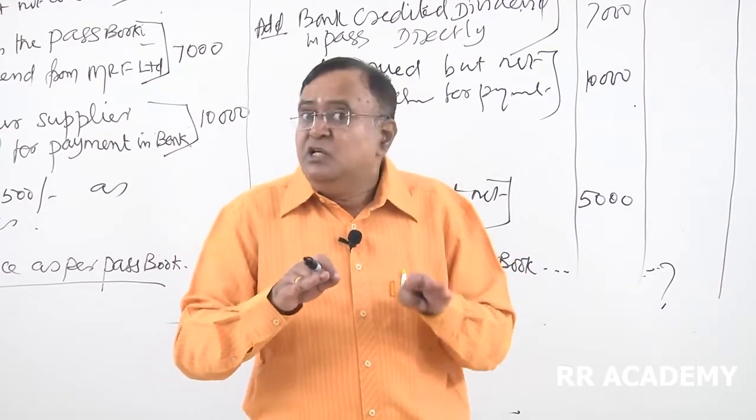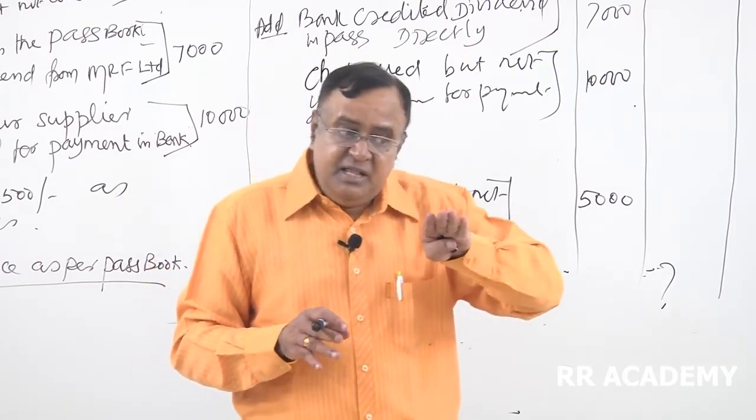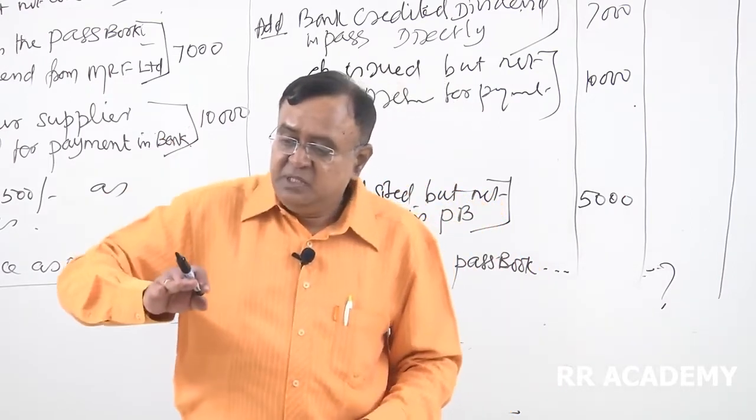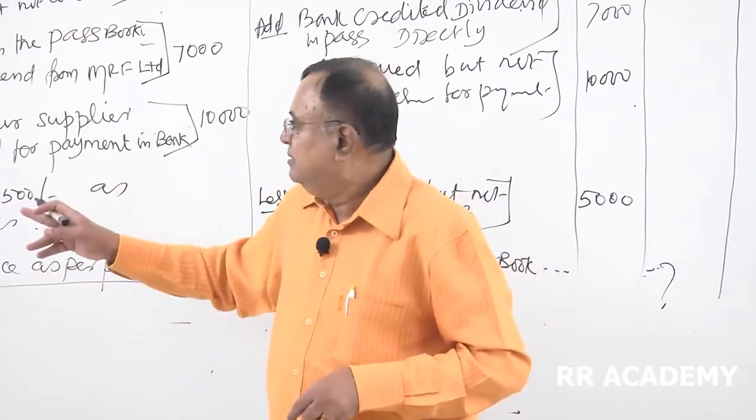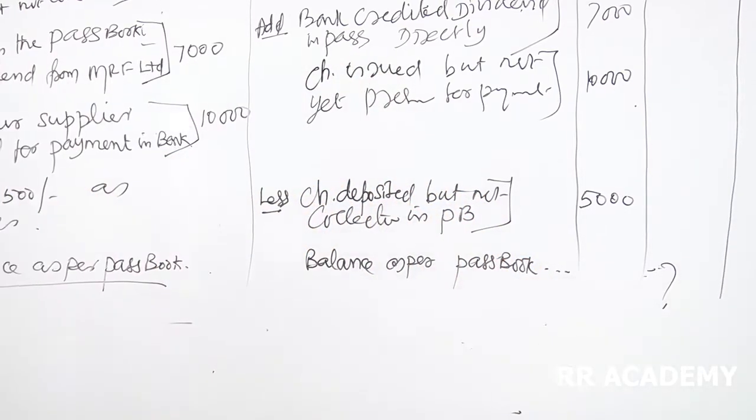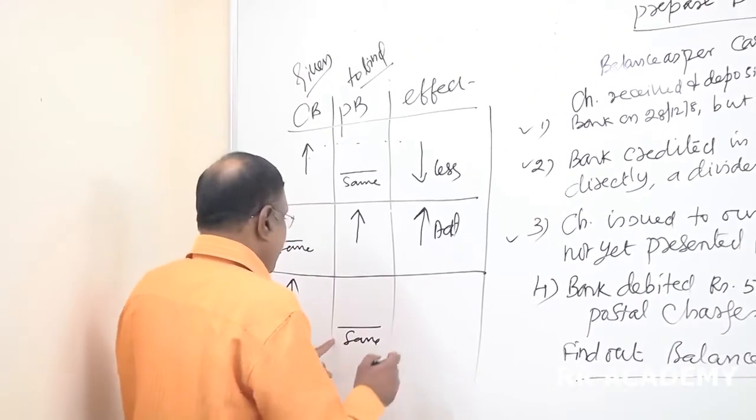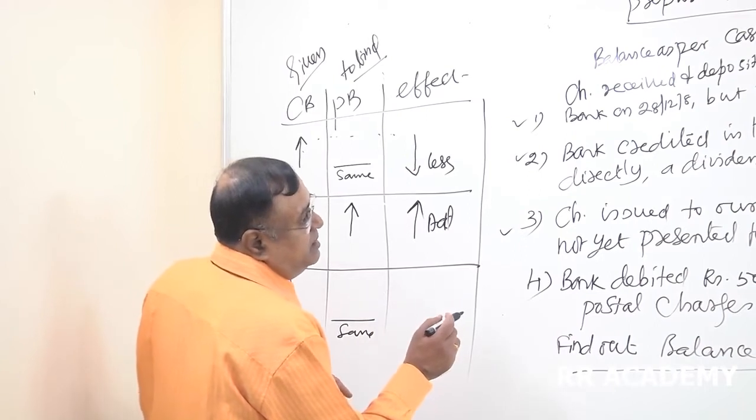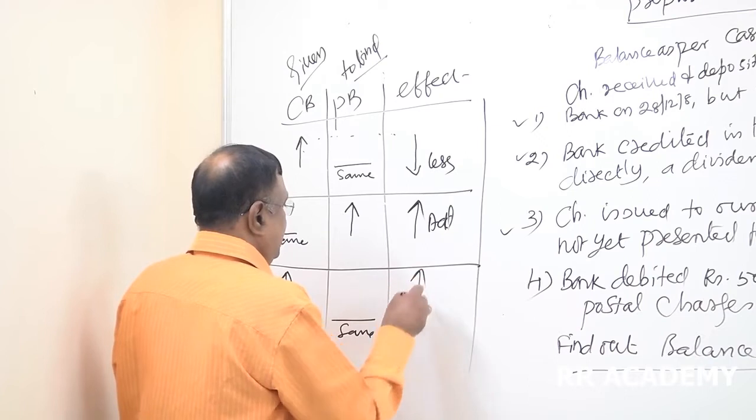That is why we said there are two items which are entered in the cash book first. Likewise, there are two items which are entered in the passbook first. Now, the passbook is the same. Which book do we want? We want the cash book, that is 10,000 rupees. Therefore, add.